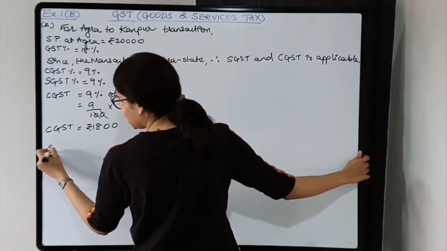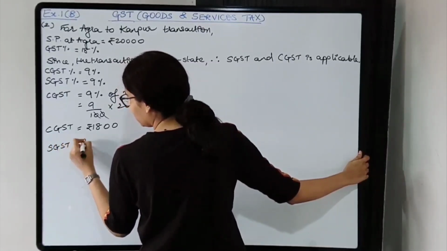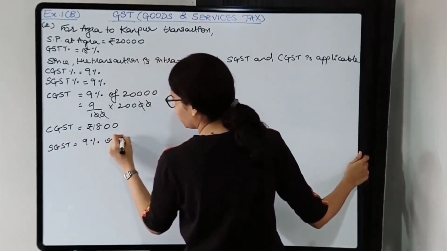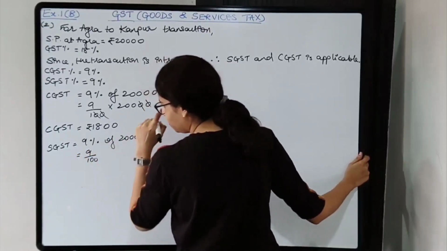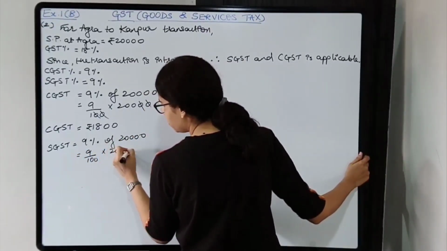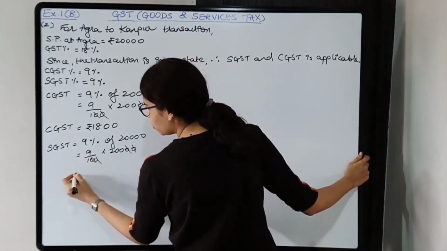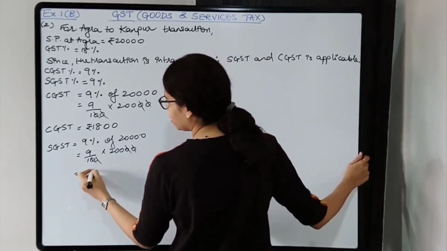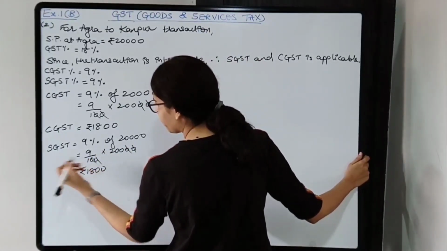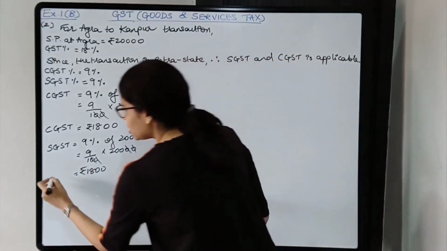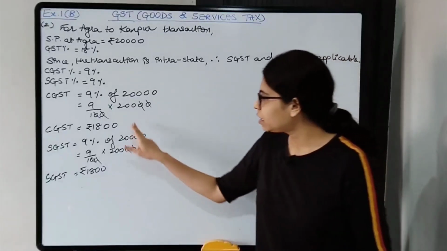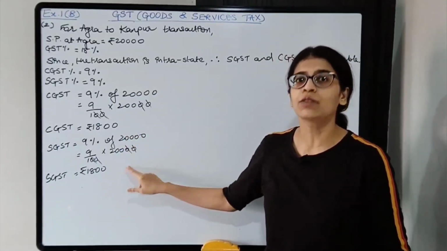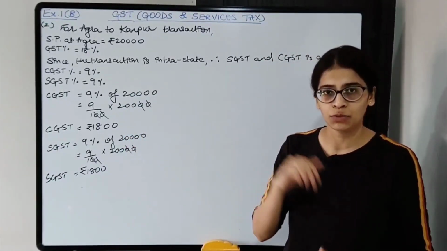Again SGST will be same. ठीक है. It will be 9% of 20,000. So 9 upon 100 into 20,000. 0 0 0 0 cancelled and 1800. CGST and SGST we found. Now this will be the total GST, okay, that will be paid by the Kanpur dealer.